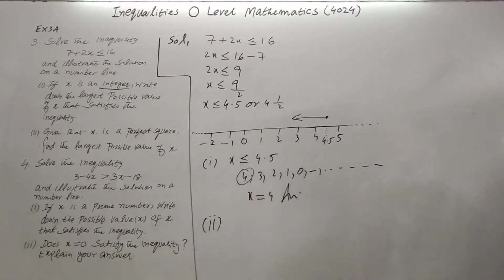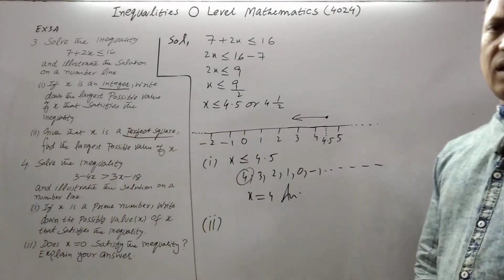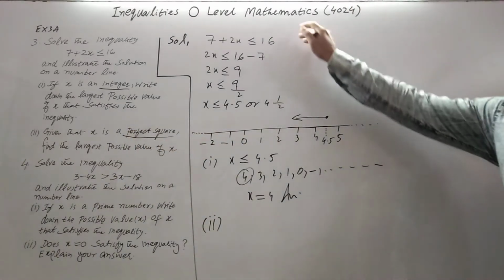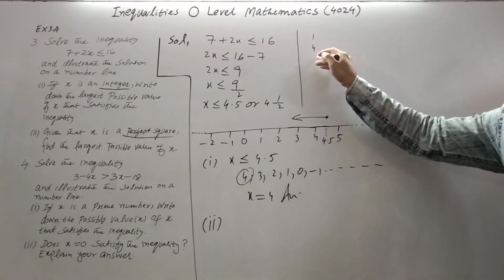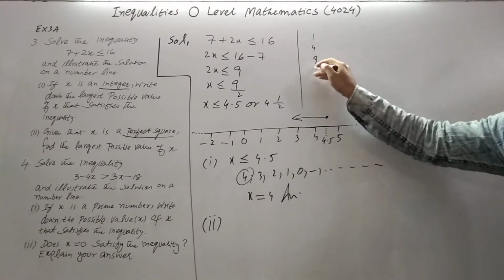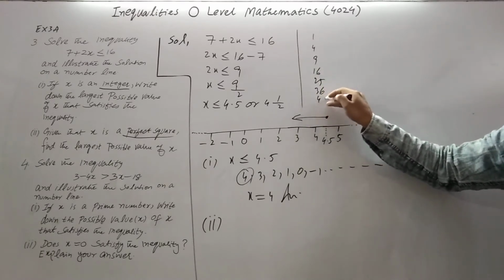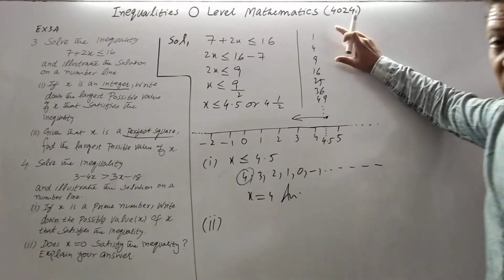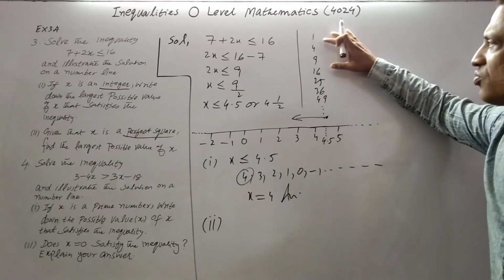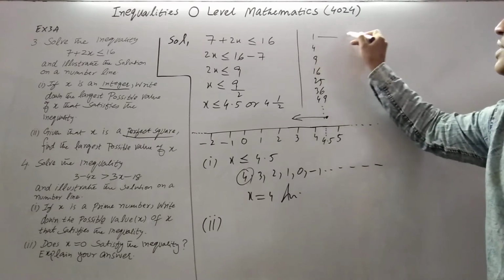Part 2 is, given that x is a perfect square. Perfect square means there are so many perfect square numbers, like 1, like 4, like 9, like 16, like 25, like 36, like 49 and so on. Why do we call these numbers perfect square numbers? Because the square root of all these numbers is a whole number. Check this.